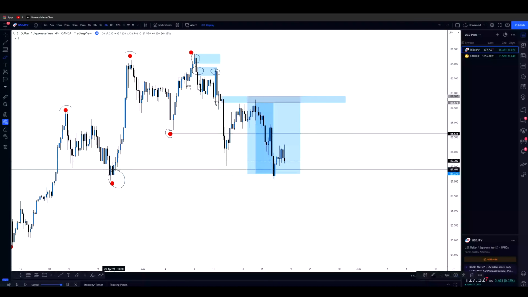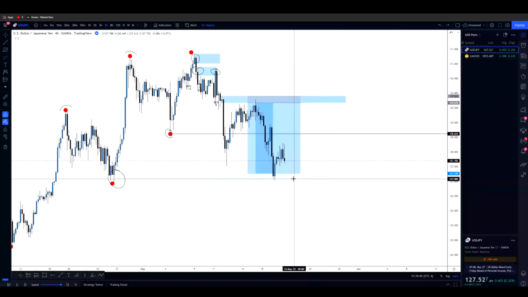Now, price action enters this demand zone. By the way, it went down really nicely. We can all see that. If you caught that move, then I'm really proud of you. Good stuff. Now, price action entered the demand zone.